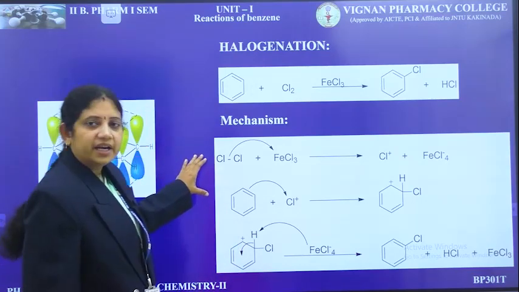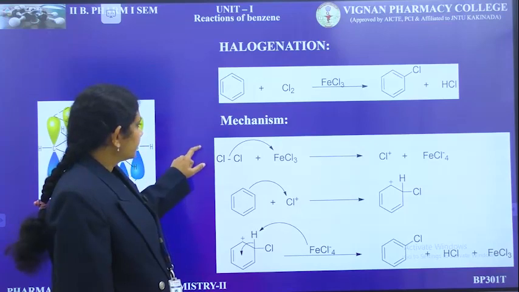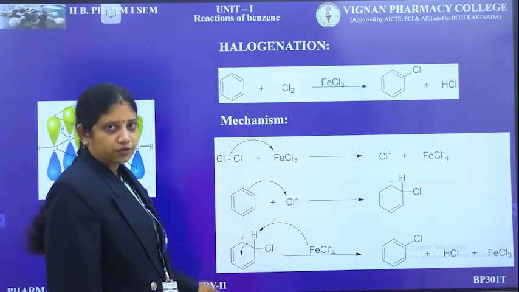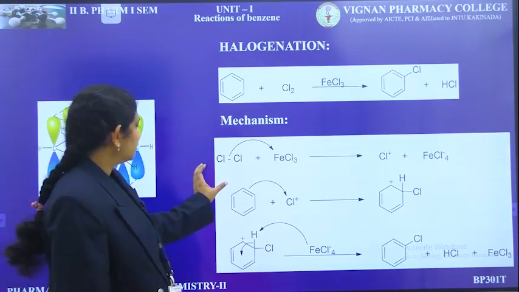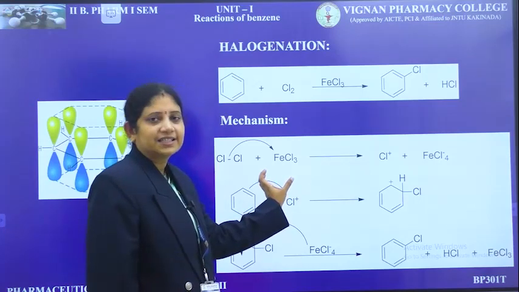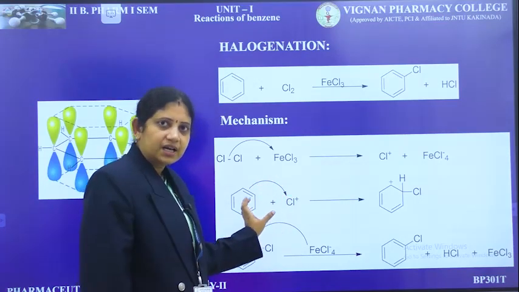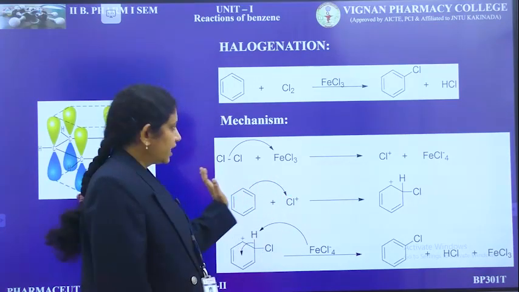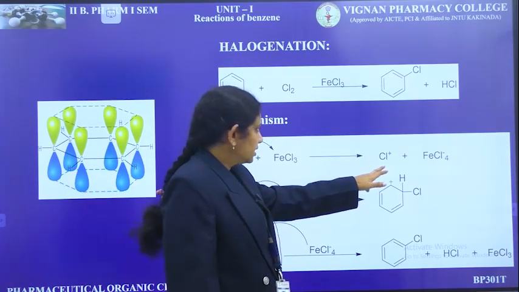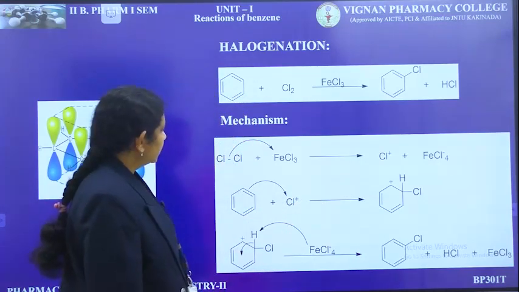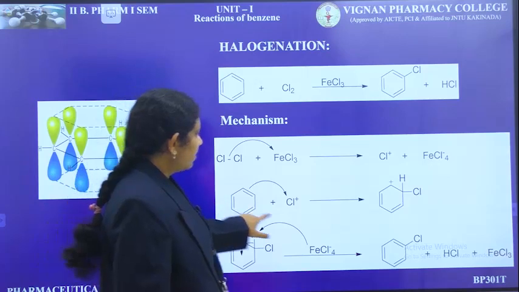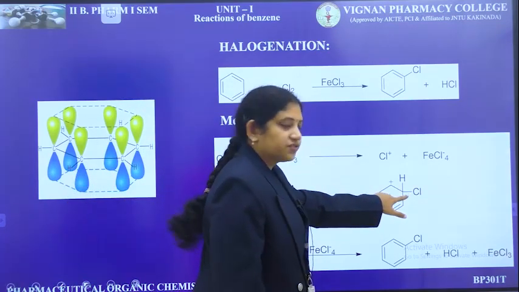So coming to the reaction mechanism, what is that? The first one is the generation of the electrophile. When the chlorine interacts with the Lewis acid catalyst like ferric chloride, at that time it is able to release the electrophile. The so formed electrophile is going to interact with the benzene, thereby forming a new sigma bond this way.